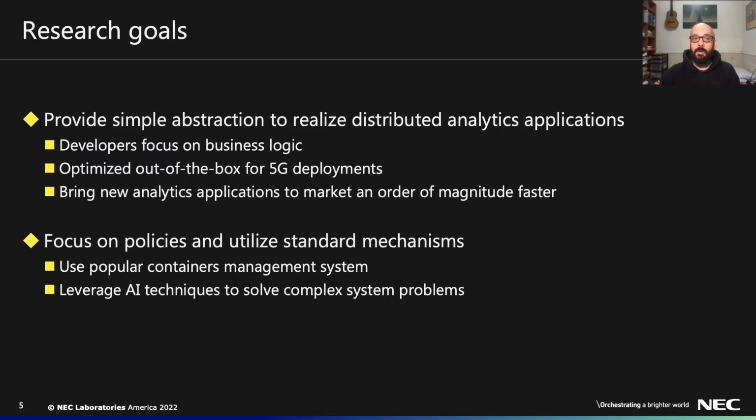Another research goal of DataXe is to focus on policy and utilize standard mechanisms, which means we will use popular container management systems, for example Kubernetes, and we'll leverage AI techniques to solve complex system problems.